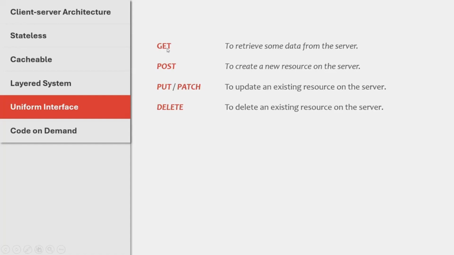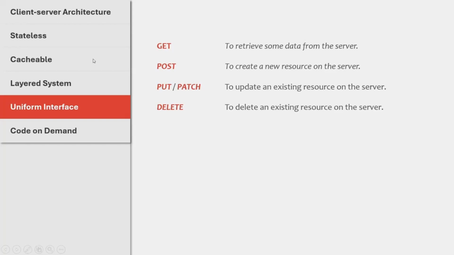So whenever we make a GET request to the server, that means we want to fetch some data from the server. For example, if you want to get all the users from the database, we will make a GET request. If we want to get all the products from the database, we will make a GET request. If we want to get the details of a product, at that time also we will make a GET request. So whenever we want to fetch some data from the server, at that time we make a GET request.